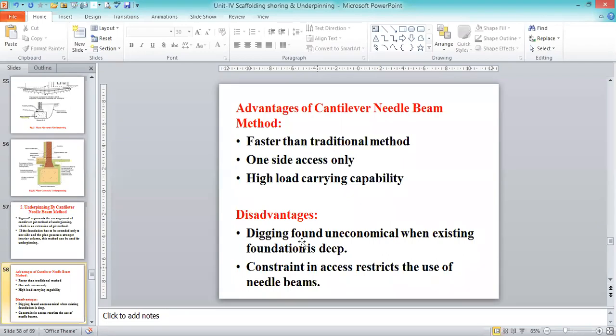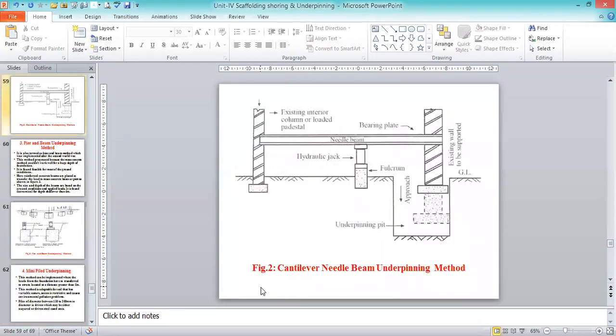So this diagram gives us the cantilever needle beam underpinning method. This is the interior column. Already I told you that the interior column will have the strong support. Existing interior column or loaded pedestal. This is the needle beam, hydraulic jack.